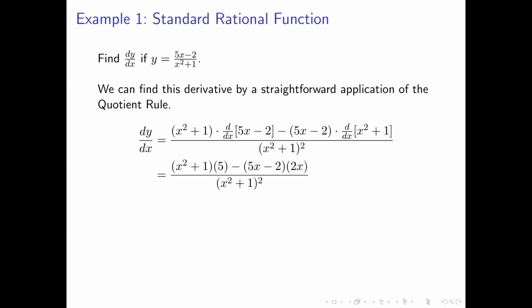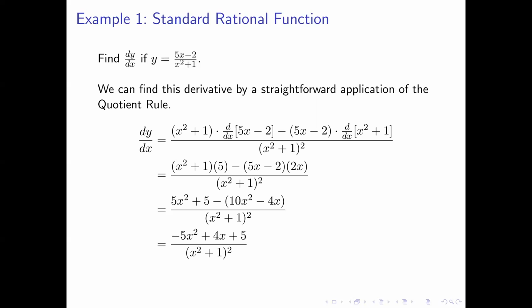If we then distribute the 5 and the 2x, this is what we get. And then we can finish by combining like terms, and we end up with this: negative 5x squared plus 4x plus 5 over x squared plus 1 squared. That is the derivative of the quotient function with which we started.